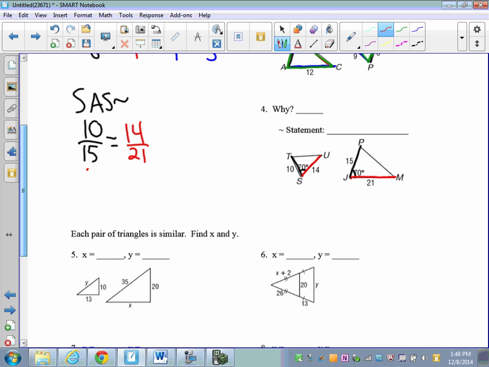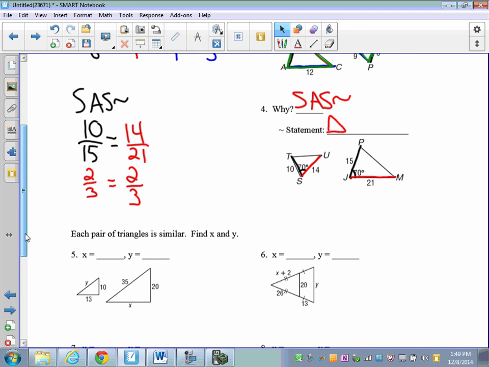These both simplify. This goes to 2 over 3, and when I divide everything by 7, that goes to 2 over 3 also. So the sides are in proportion. I have the included angle, so that means they are similar by side angle side similarity. And once again, I can just do black to red. So we go black to red. That's triangle TSU is similar to triangle PJM.